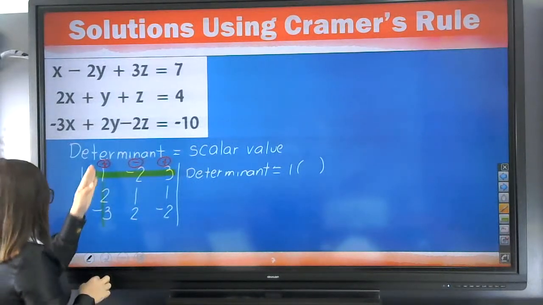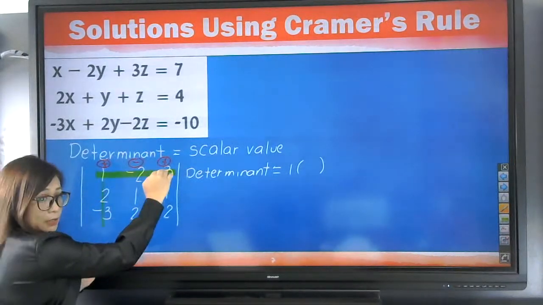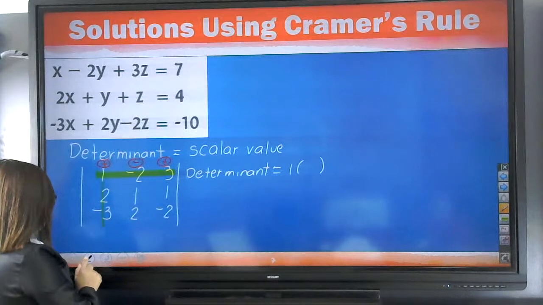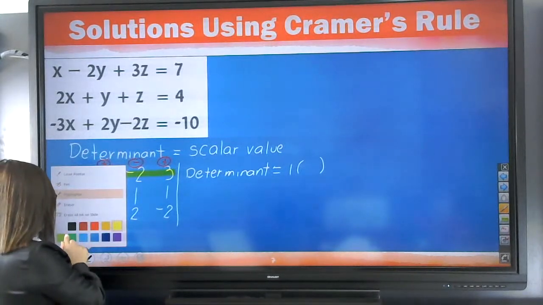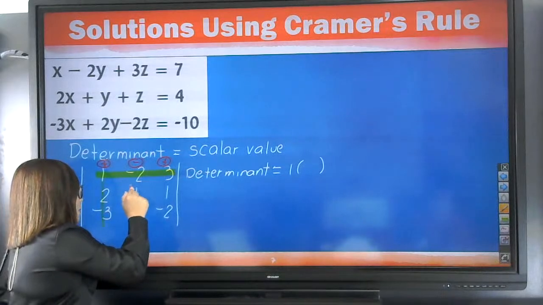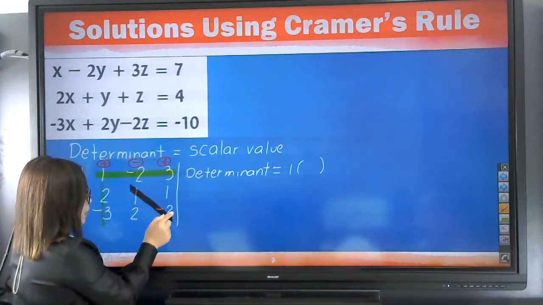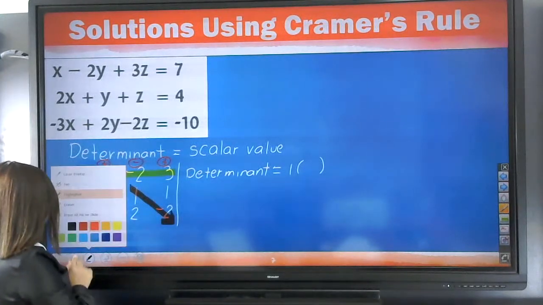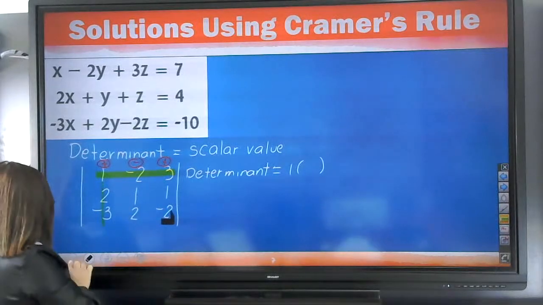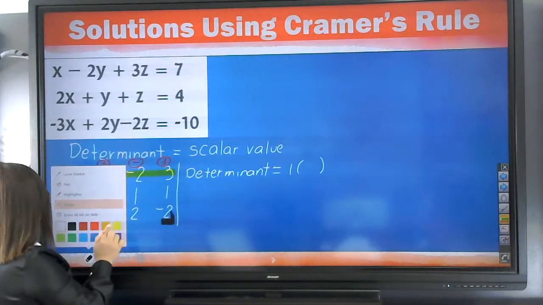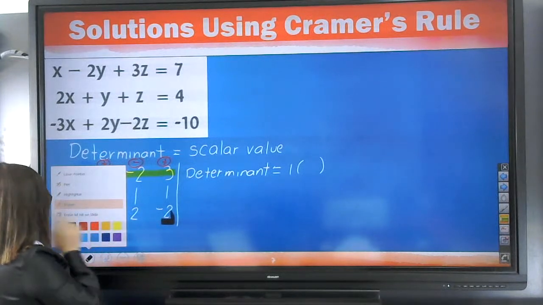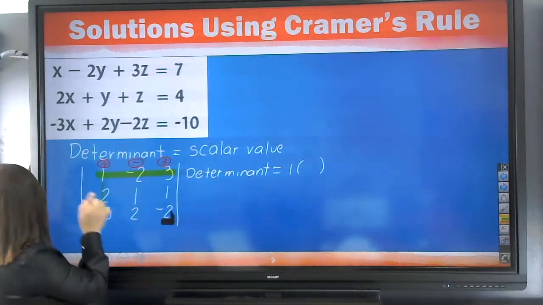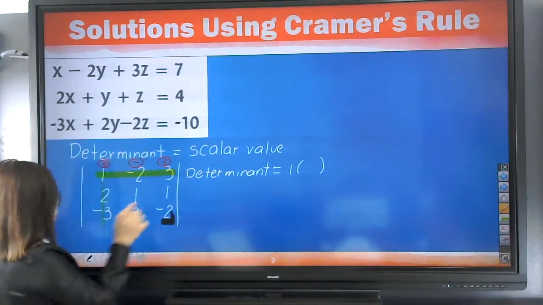Okay, so this one belongs to this column and 1 belongs to this row. So what you are going to do is multiplication. Can you see it? Maybe I'll change the color to white, or another color that is better.